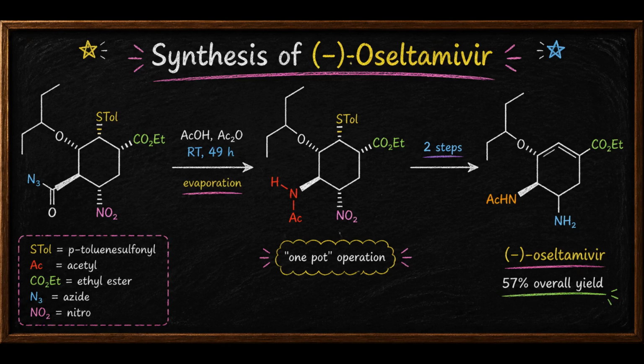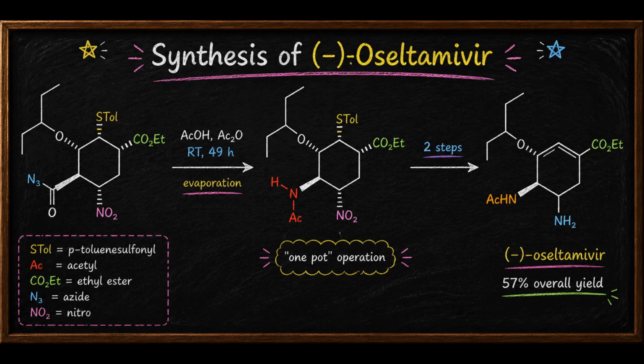Subsequently, further transformations occur in 2 steps, leading to the formation of the final product (-)-oseltamivir with a 57% overall yield. Overall, this synthesis demonstrates how careful functional group manipulation and rearrangement strategies enable the construction of complex antiviral molecules in an efficient and practical manner.